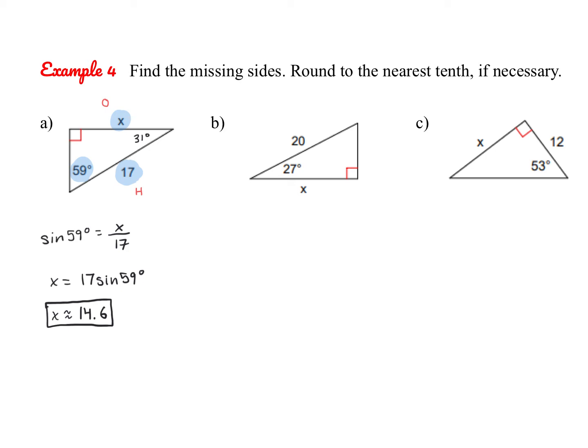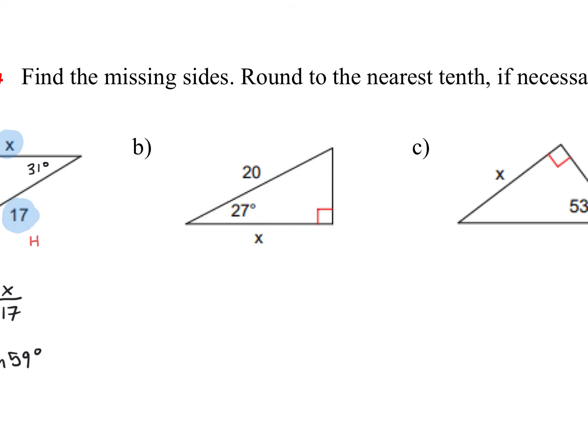Okay, let's try part B. Here I'm working with this angle, and we're trying to find the adjacent side, and then we also have the hypotenuse. So you ask yourself, which trig function uses adjacent and hypotenuse? That'd be cosine. So we can say the cosine of 27 degrees equals x over 20. We're going to multiply both sides by 20 to solve for x, and then from here, we're simply going to plug this into our calculator.